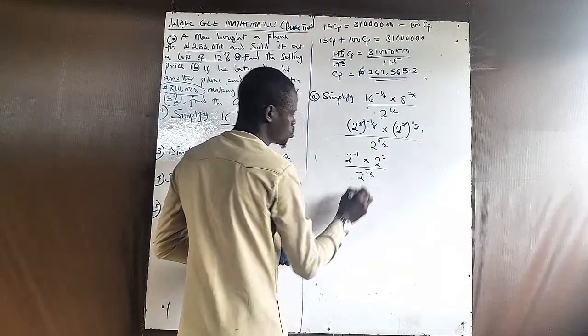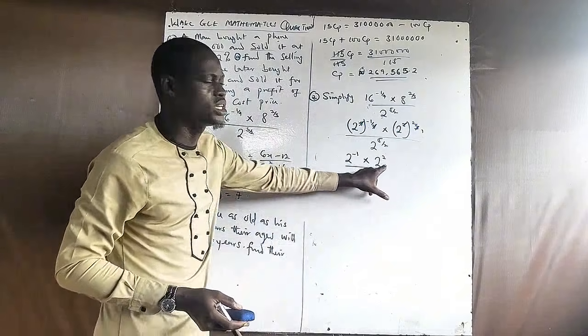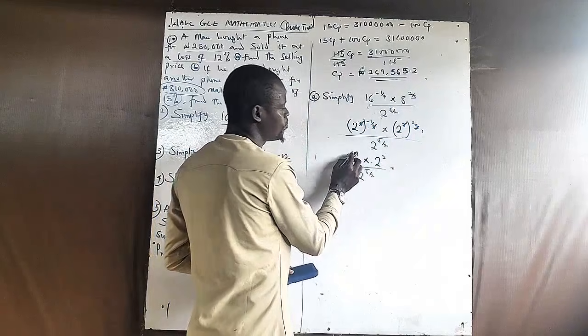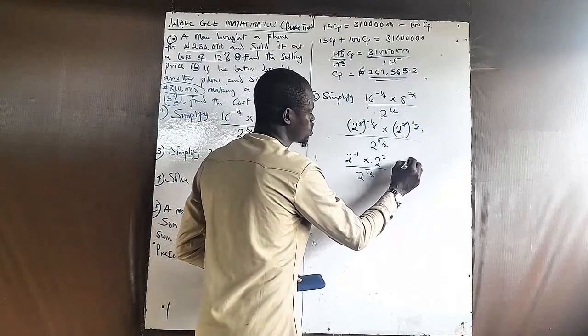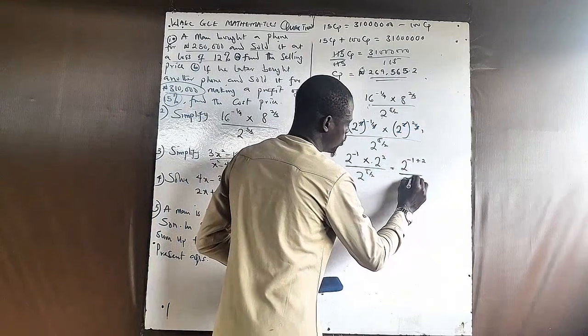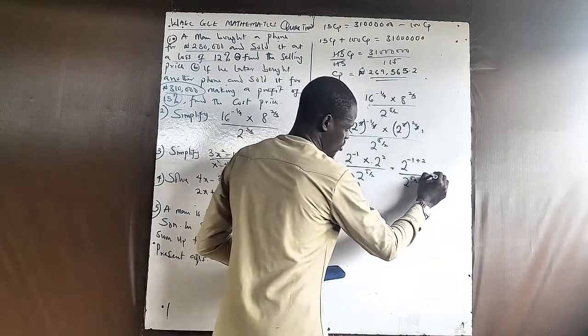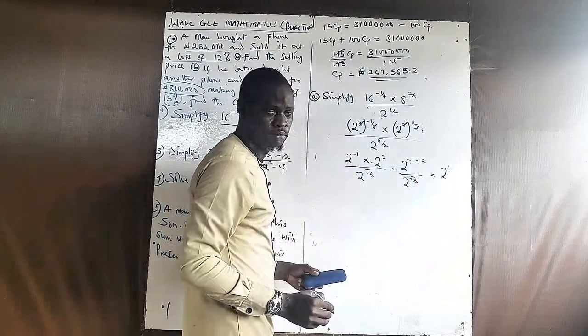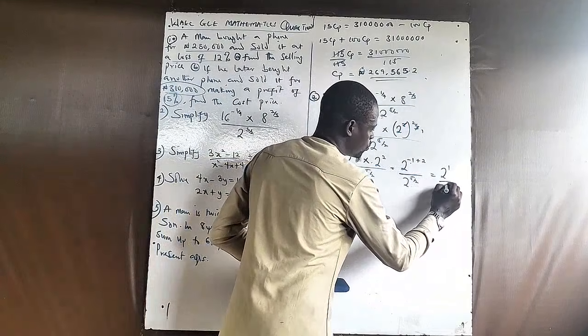From here, I can easily apply the law of indices that states that when 2 indices are multiplying each other, then the power must be added together. I have 2 raised power minus 1 plus 2, all over 2 raised power 5 over 2, which gives me, minus 1 plus 2, 1, all over 2 raised power 5 over 2.